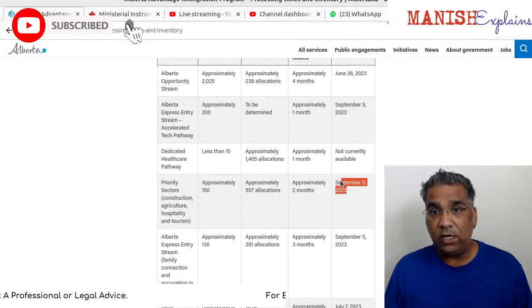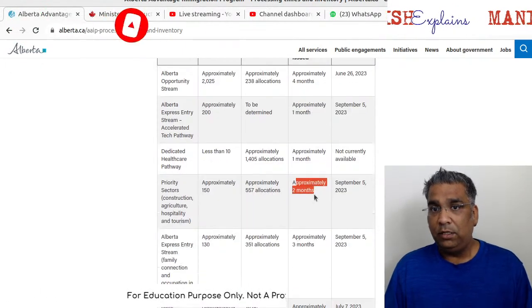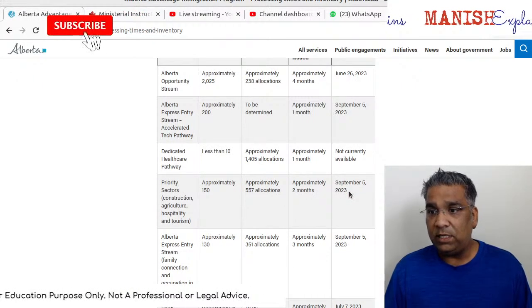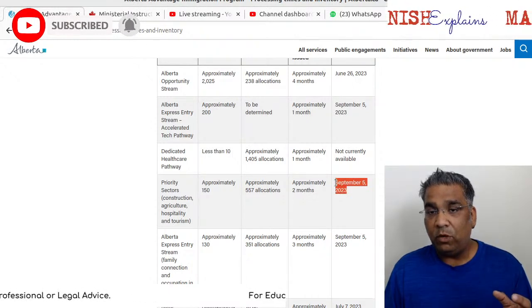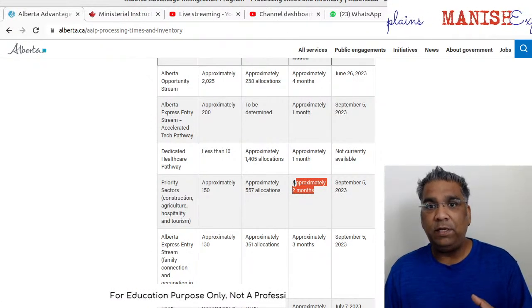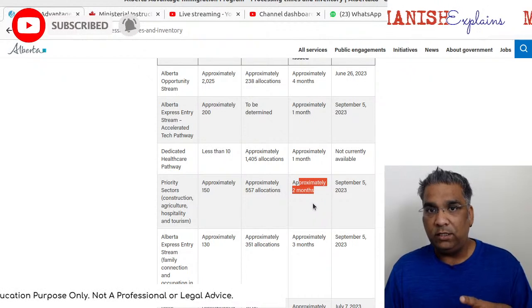They are already in September, and the approximate processing time is 2 months. These two columns are different. The last column says what the application date is, and the fourth column says, once they pick that application, how much time it takes to process it.